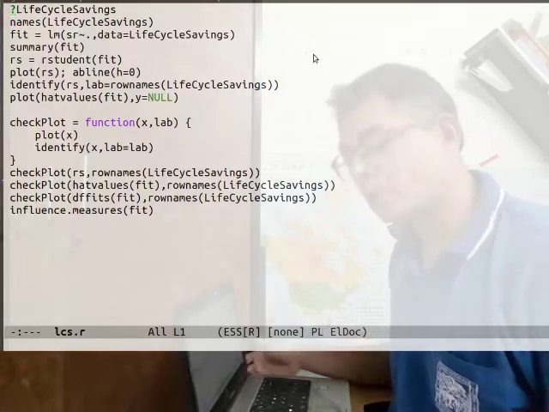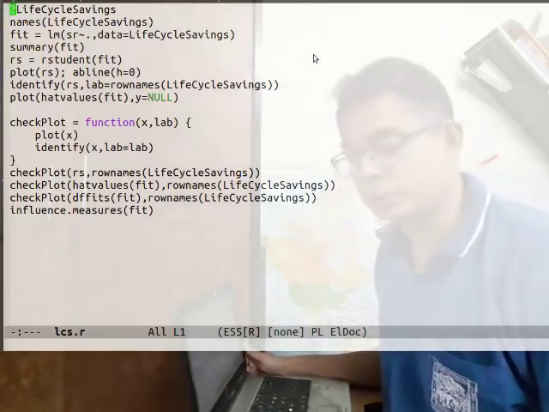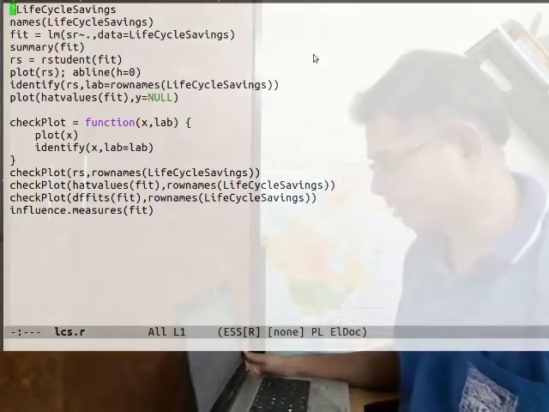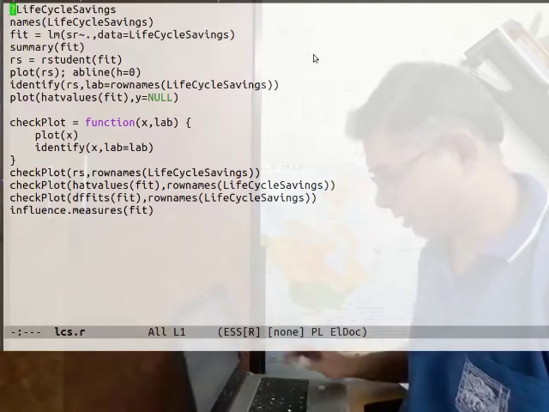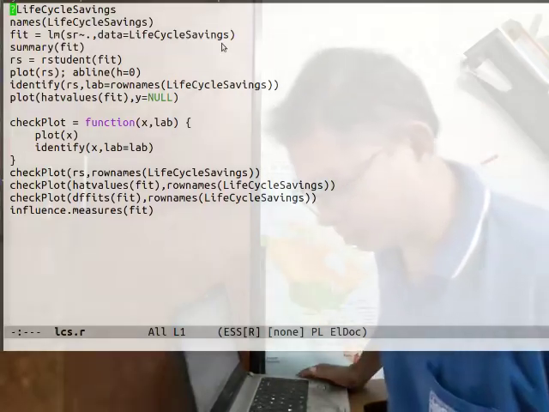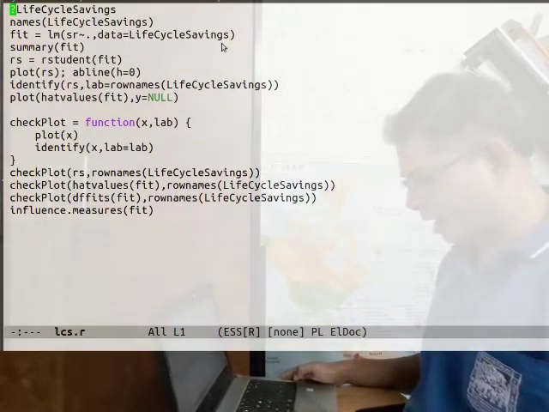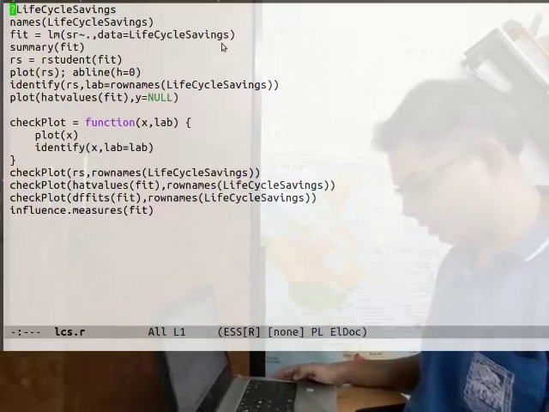So let us see how we can do influence diagnostics using R. For this purpose, I'll be using this data, which is called life cycle savings data. It's data from economics. So let's take a quick look at what this is.